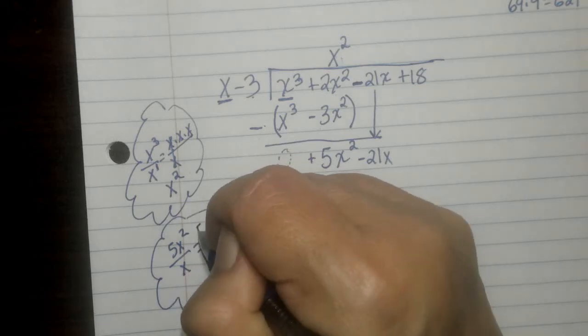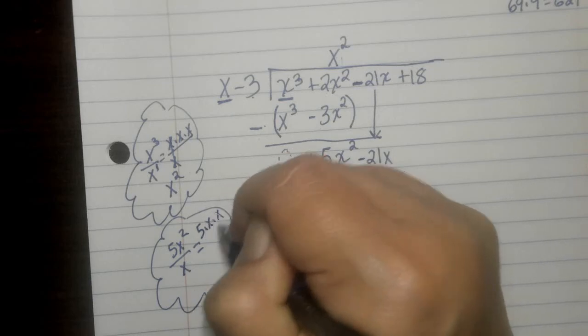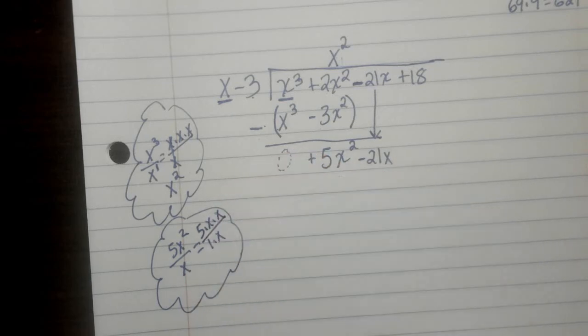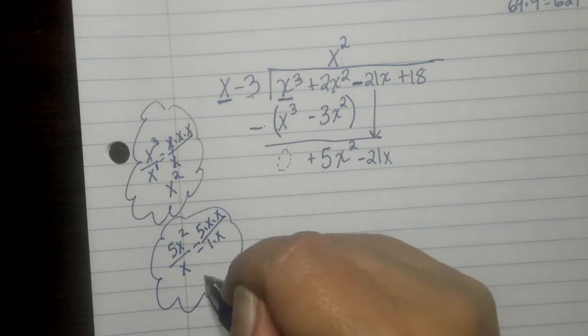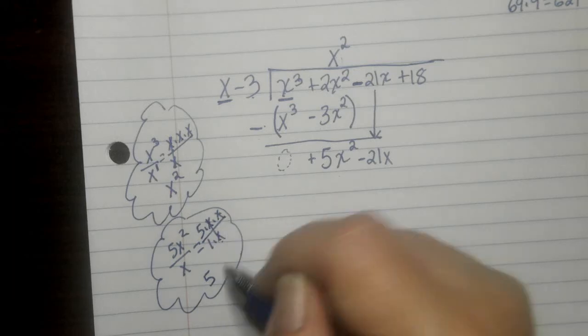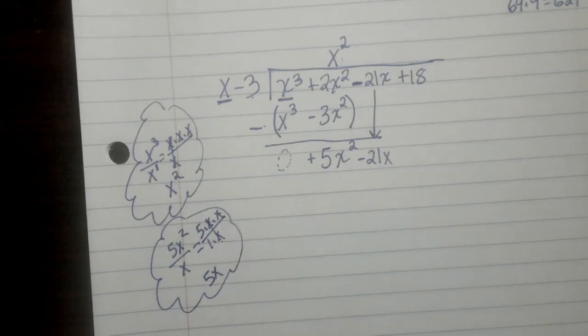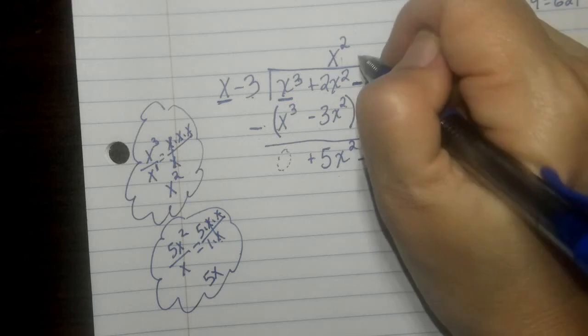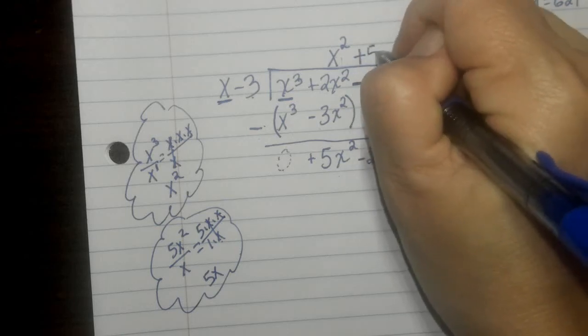If you write it out, 5 times x divided by 1 times x, right? 5 divided by 1 is 5. X divided by x is 1, and then you have an x left, right? You're going to get 5x. So that's what I put up here, plus 5x.